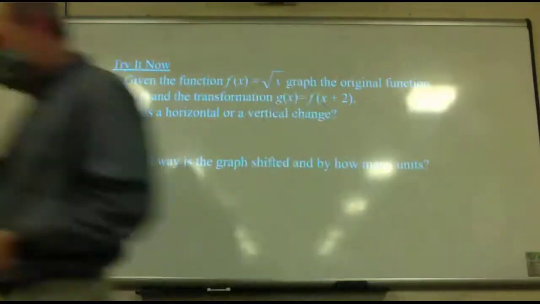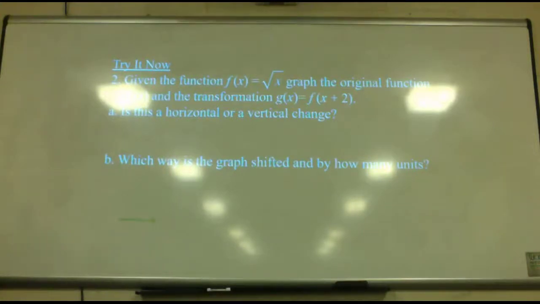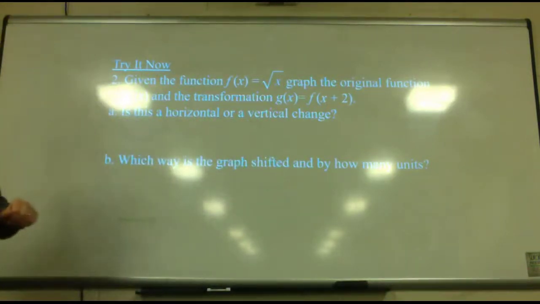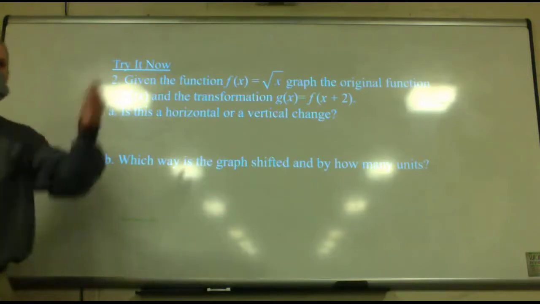All right. So try this one. If we're given, notice that's the square root function. Graph the original function f of x and the transformation g of x equals f of x plus 2. Well, first of all, let's just think about, is this a horizontal change or a vertical change? Is it moving up and down or is it moving left and right?